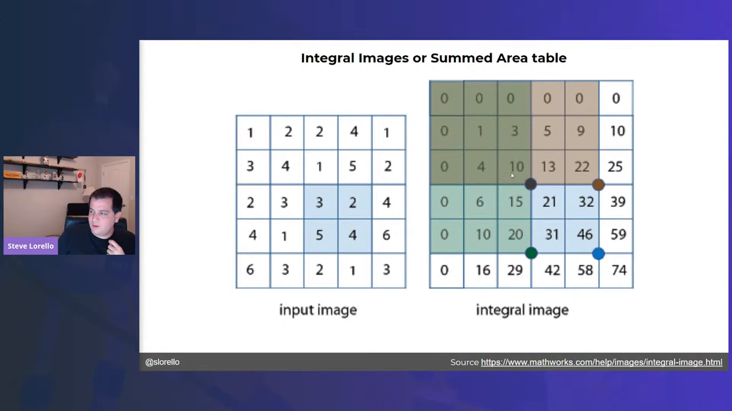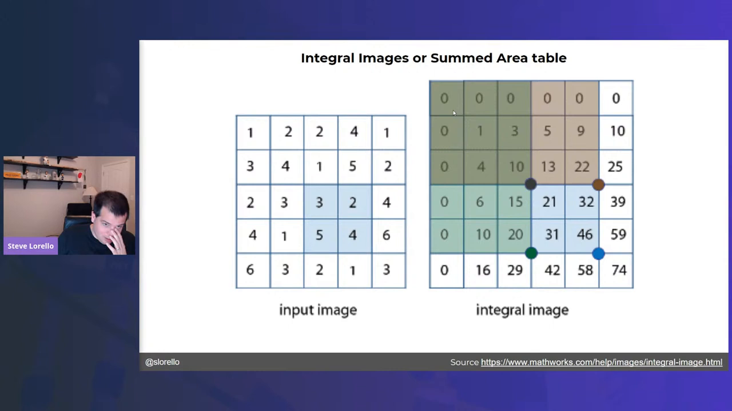So this one right here, this pixel is 10. So that's, I guess that actually math doesn't really work that well on this. I didn't check this, that's fine. But the point is that every pixel in here is supposed to add up to every pixel above and to the left of it in the integral image.